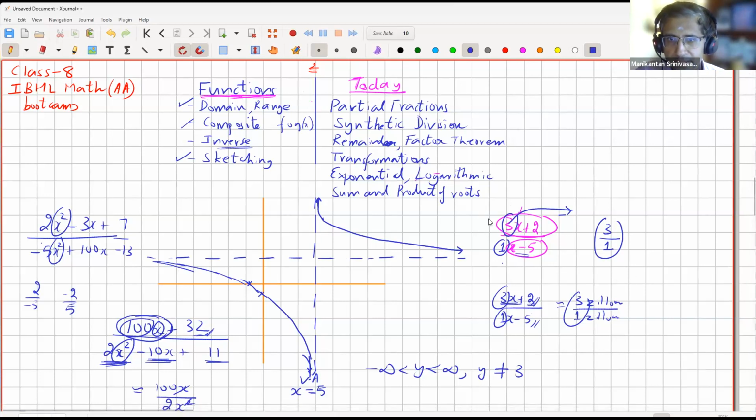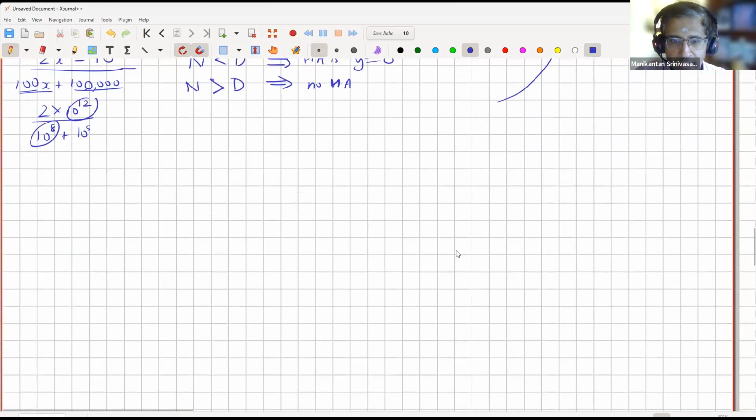Okay, all right. So today we have a few things. We'll start with partial fractions. So what is partial fractions?